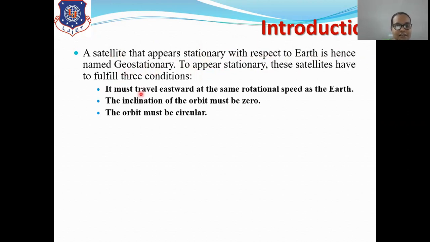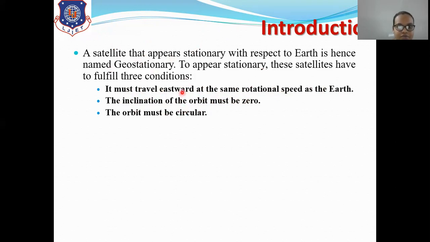Which three conditions do they have to fulfill? The first, it must travel eastward at the same rotational speed as that of Earth. So the first and most important condition to be geostationary is that the rotational speed of Earth should be the same as the rotational speed of the geostationary satellite. Second, the inclination of the orbit must be zero. So the inclination angle of the orbit must be zero, so it cannot move in the north-south direction. And third, the orbit must be circular.